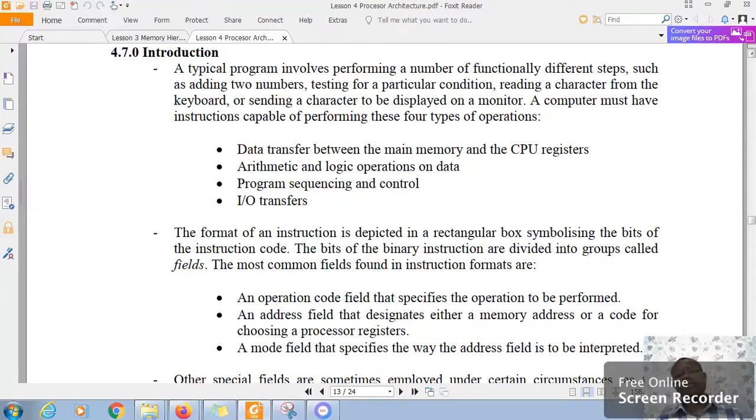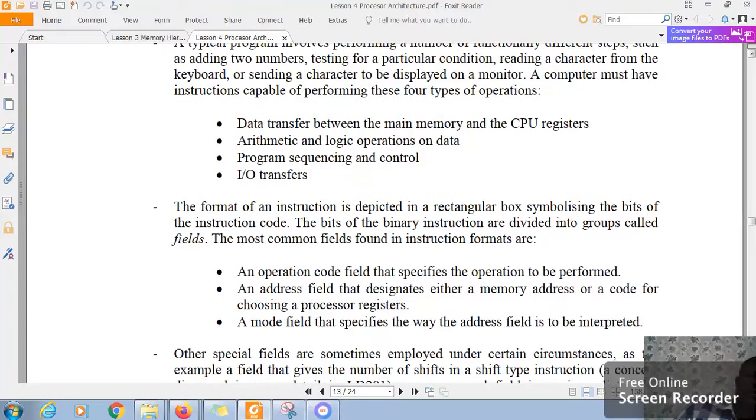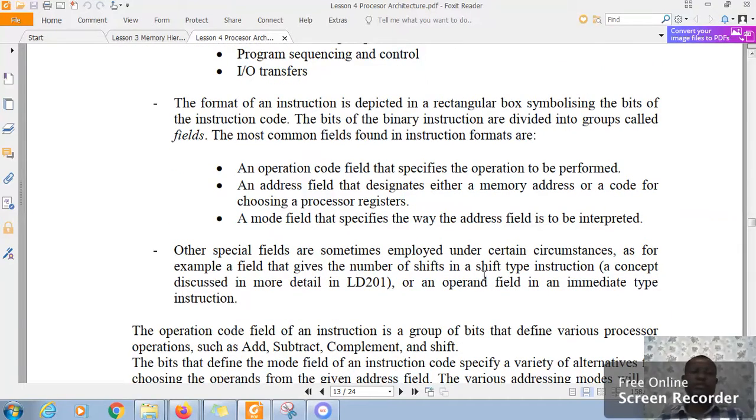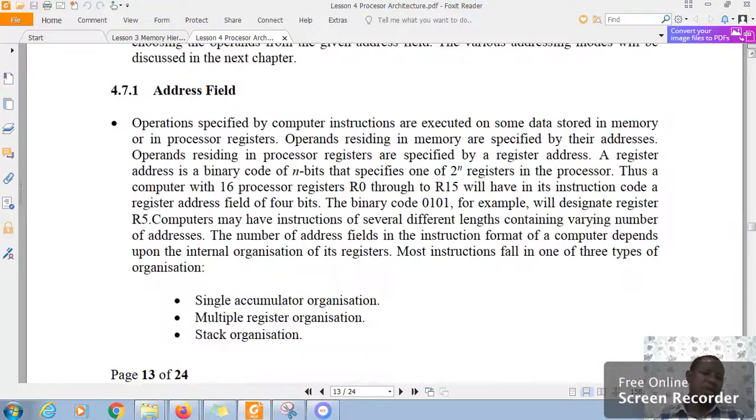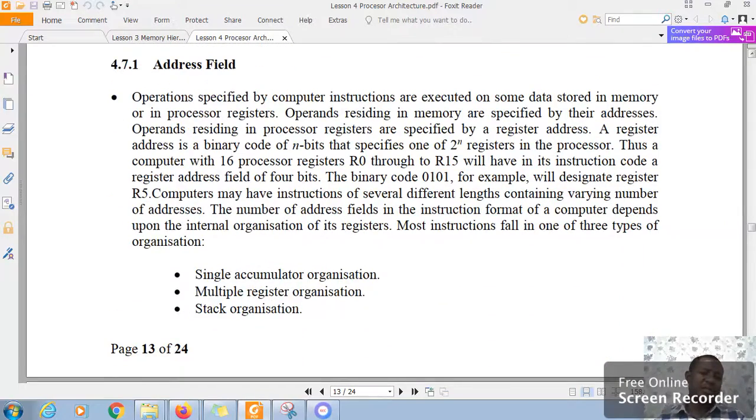Now, the most common fields found in an instruction, because an instruction will have some fields, are an operation code field that specifies the operation to be performed, an address field that designates either a memory address or a code for choosing processor registers, and a mode field that specifies the way the address field is to be interpreted.